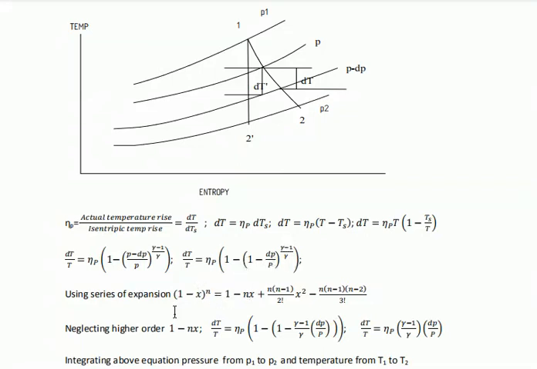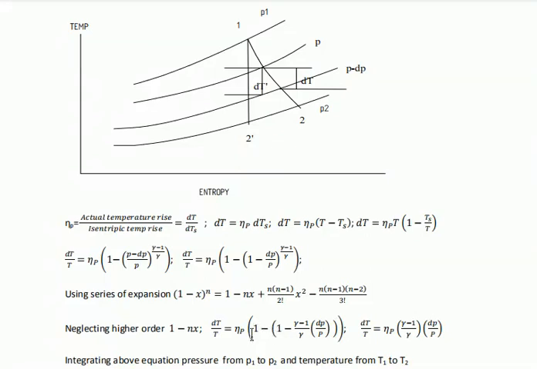So that is 1 here, and 1 there. Neglecting the higher terms of 1 - x, applying this series expansion to the above equation, we get dT/T is equal to eta_p, as it is, minus (1 - nx). So n is nothing but (gamma - 1)/gamma, and x is nothing but dP/P. We are just neglecting the higher terms.